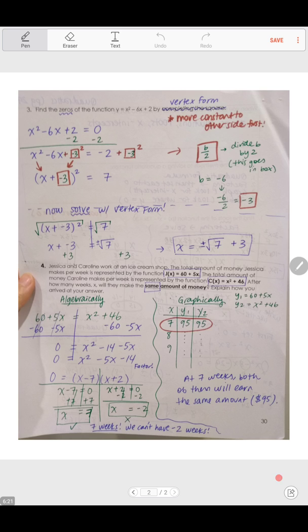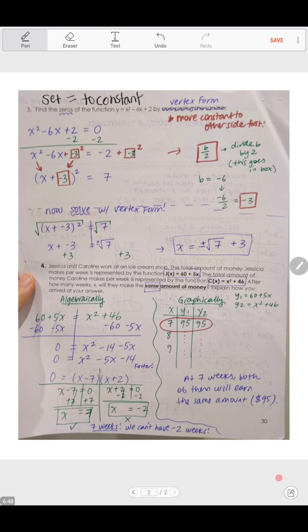So in vertex form, we have to make sure that instead of setting it equal to 0, we set the function equal to the constant. So here, x squared minus 6x plus 2 equals 0, but I need to move that constant, the c term, over to the other side before I can begin. So subtract 2 on both sides, and I get x squared minus 6x equals negative 2.